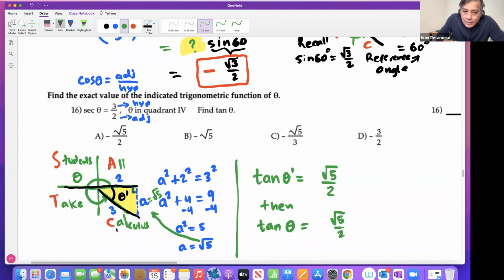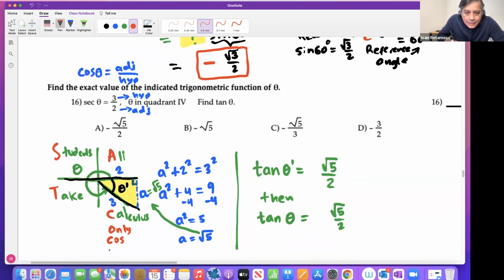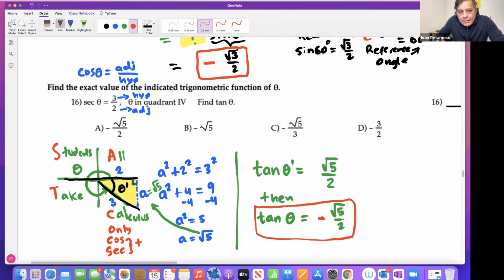Look, only cosine, and let's write it here to help understand this nice name. Only cosine, the C, this letter says that only cosine and its reciprocal secant are positive in the fourth quadrant. The rest are negative. So in particular, tangent is negative. So it's going to be negative. That's it. So therefore, the answer should be this. Excellent, guys. Excellent. Very good.